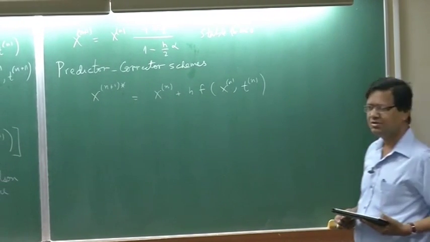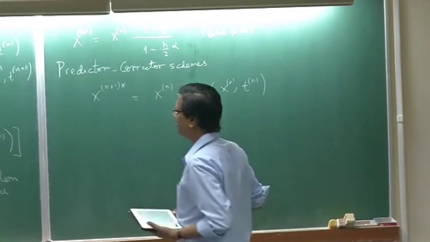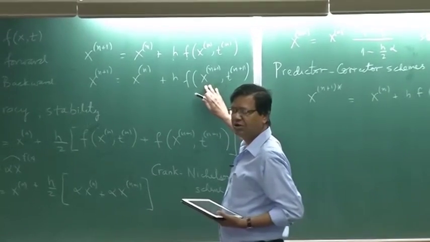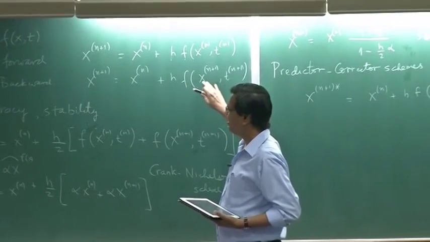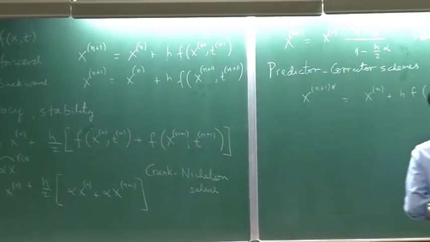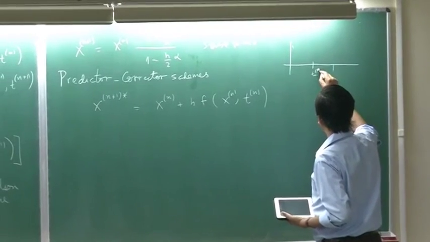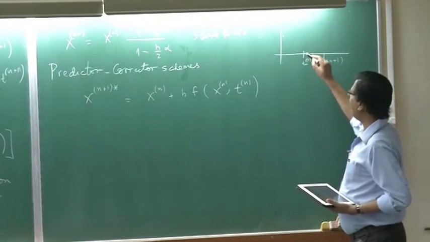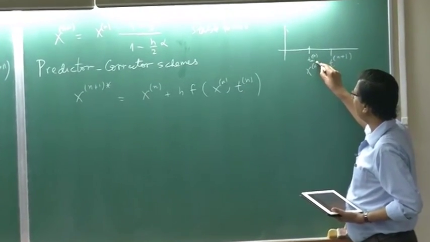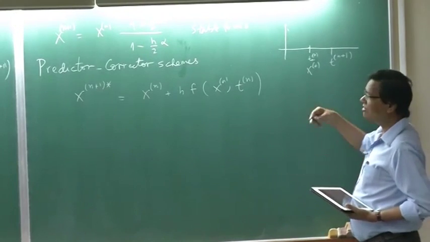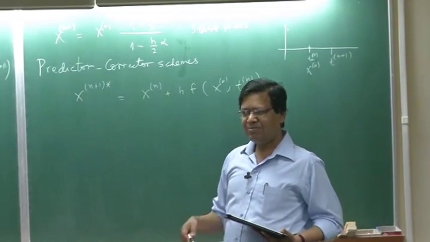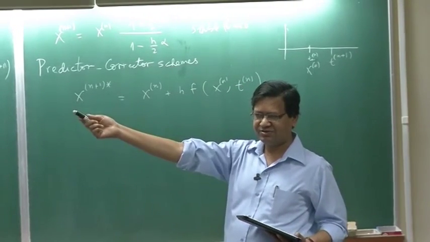A question: the second equation, Euler backward. Do we know f(x_(n+1), t_(n+1))? You don't know, because please remember, we are going from time t_n to t_(n+1). I know the value x_n and t_n, and the given function f is a derivative, a numerical derivative. Based on f, I want to go to the future.